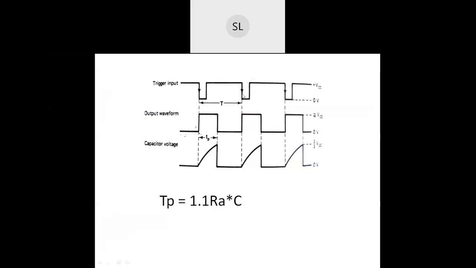Okay, this does not happen in the case of an astable multivibrator. In an astable multivibrator, even though we do not apply any triggering pulse, the cycle will repeat itself. But here, in order to get the output high, we need to apply a triggering pulse to the pin number 2. Now here, since the discharging time period is very low, it is neglected. Only the charging time period has been given as 1.1 into RA into C, because the capacitor charges through resistor RA only. Okay, got it?